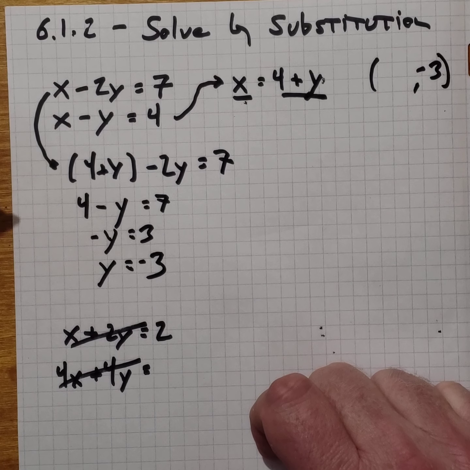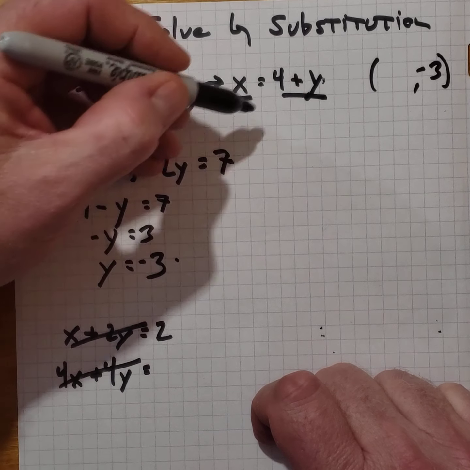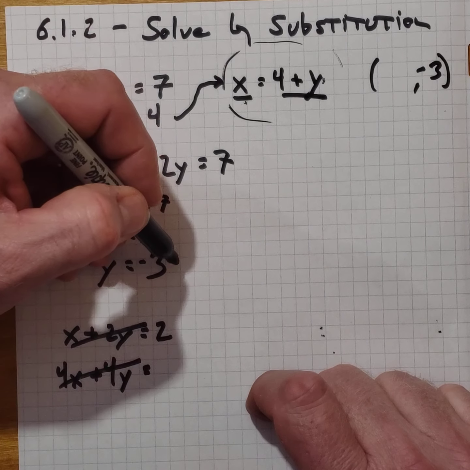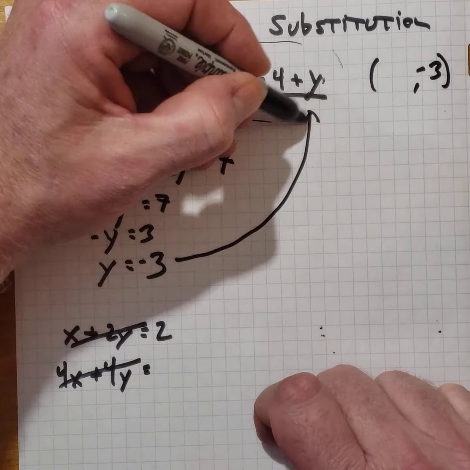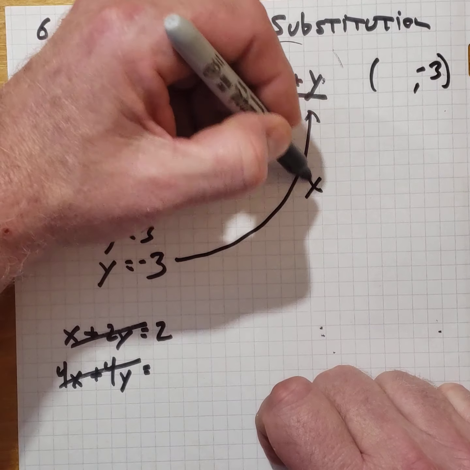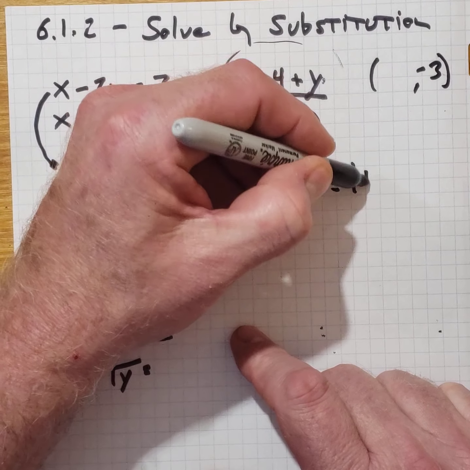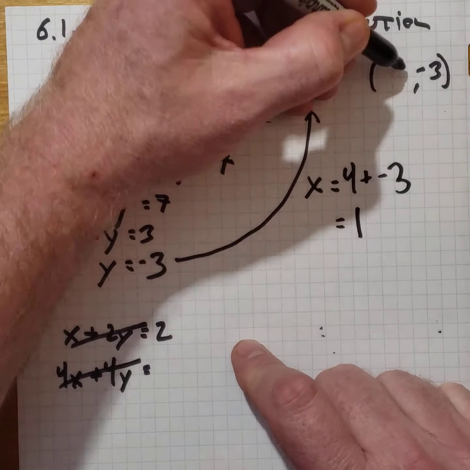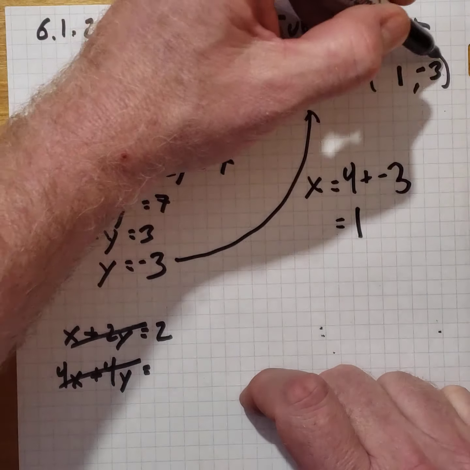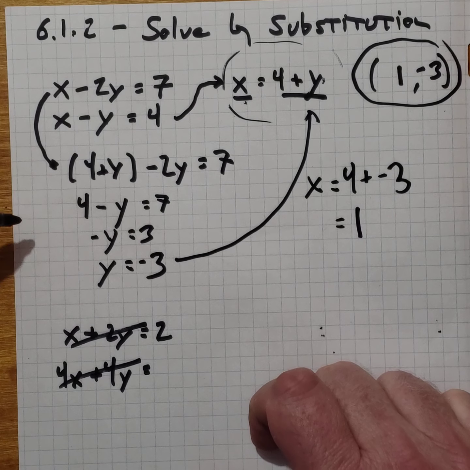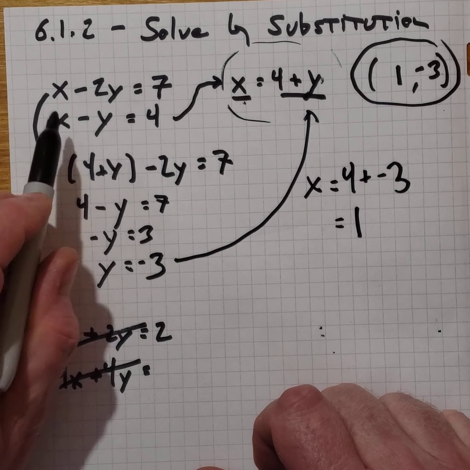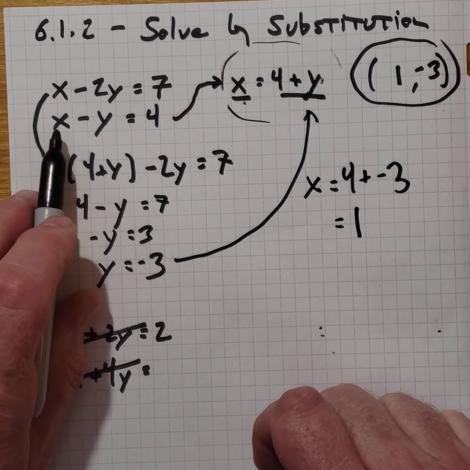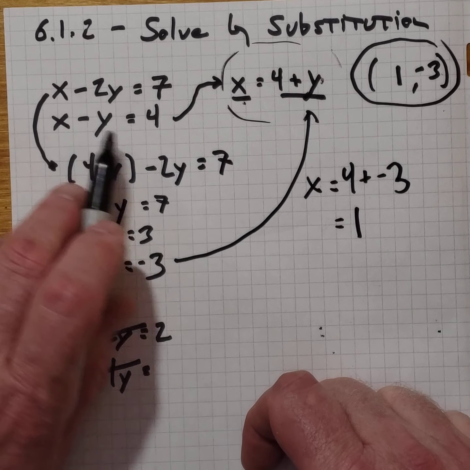To get our x coordinate, we want to take the number we just found and put it into this equation that we found in step 1. So we're going to pop the negative 3 in there for y, and we will get x is equal to 4 plus negative 3, which is 4 minus 3, which is 1. Right? So our solution to this system is going to be 1 comma negative 3. If we put a 1 in for x, minus 2 times negative 3, that would be plus 6. That gives us 7. And 1 minus a negative 3 is 1 plus 3. That would give us 4.